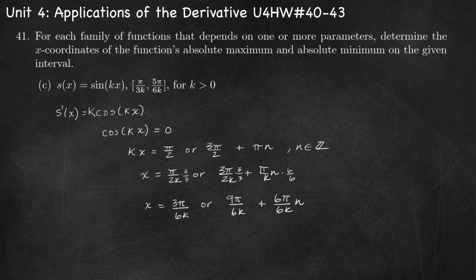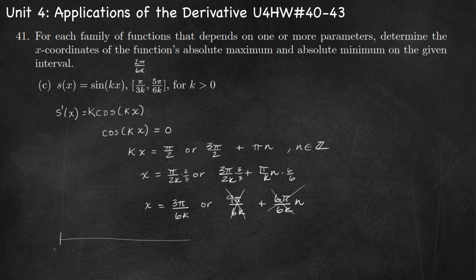So now we can see that the 3 pi over 6k is inside of our interval because it's between, well, think of pi over 3k, if we multiply by 2 over 2, as 2 pi over 6k. So 3 pi over 6k is in between 2 pi over 6k and 5 pi over 6k, so that's in our interval. But 9 pi over 6k is bigger than 5 pi over 6k, so that is outside of our interval. And then we can take 3 pi over 6k and add 6 pi over 6k to it, but then it'll be outside of our interval. Or we can subtract 6 pi over 6k, but then it will also be outside of our interval. So we don't have to worry about that.